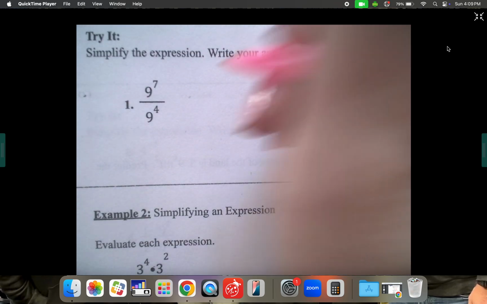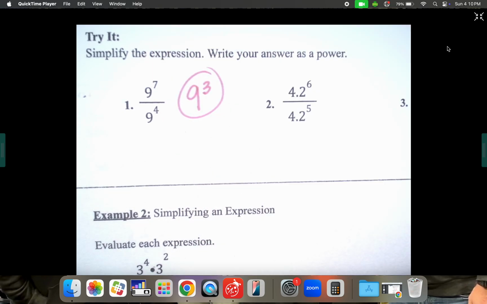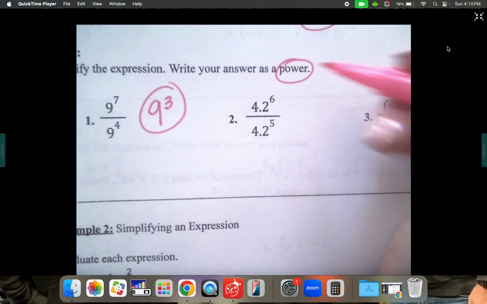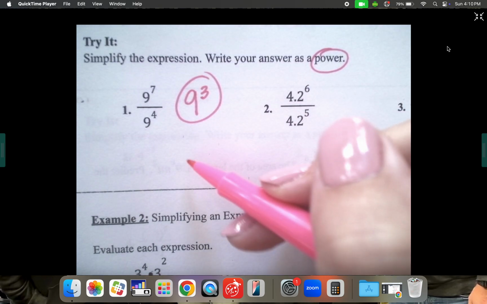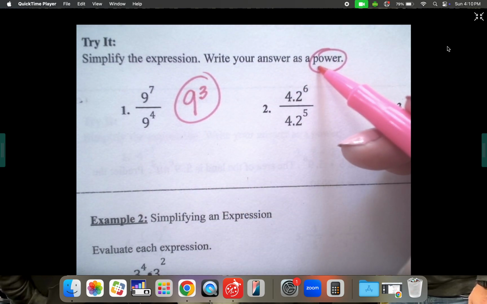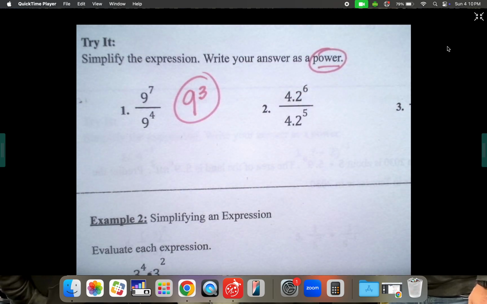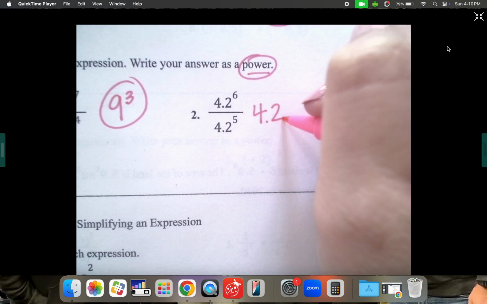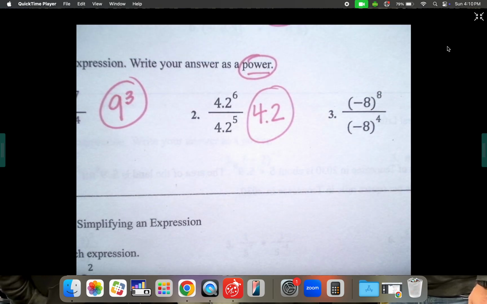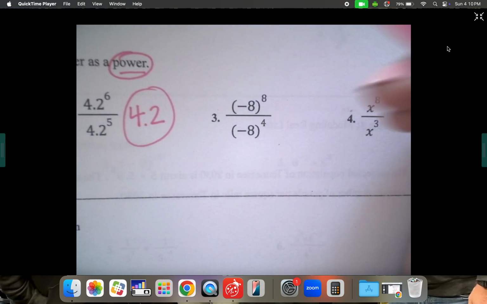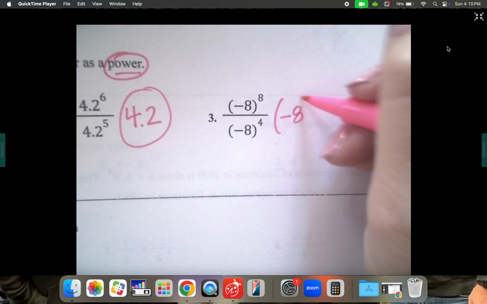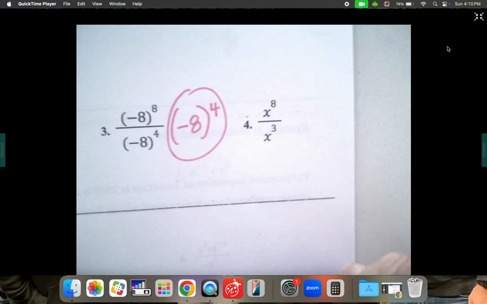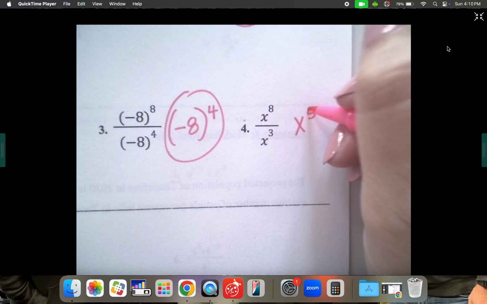All right, this first one should have been 9 to the 3rd power, which is actually 9 times 9 times 9. But you know what? This one actually says leave it in power form. So if you put the final answer, that's fine. But this one wants it with exponents. So 9 to the 3rd is what we're looking for. This one would be 4.2 to the 1st power. But again, anytime it's to the 1, we're going to leave that invisible. And then this one should have been negative 8 in parentheses. I hope you all remembered your parentheses, to the 4th power. And then the last one would have been x to the 5th power.